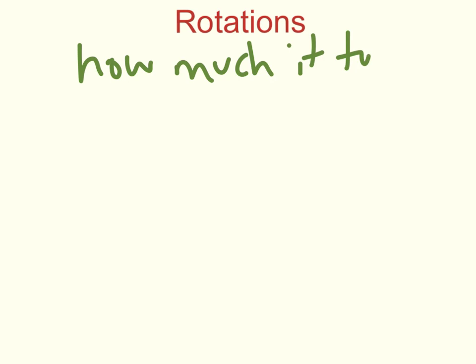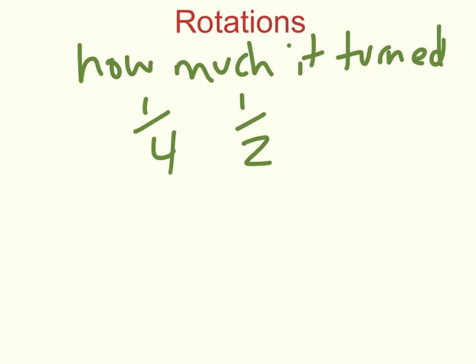When we describe rotations, we have to say how much it turned. How much it turned. And we do that by talking about fractions. A quarter turn, a half a turn, or 3/4 of a turn. So this is what I mean by that.